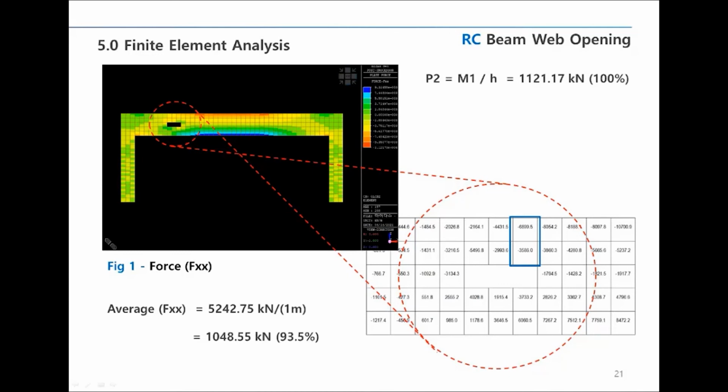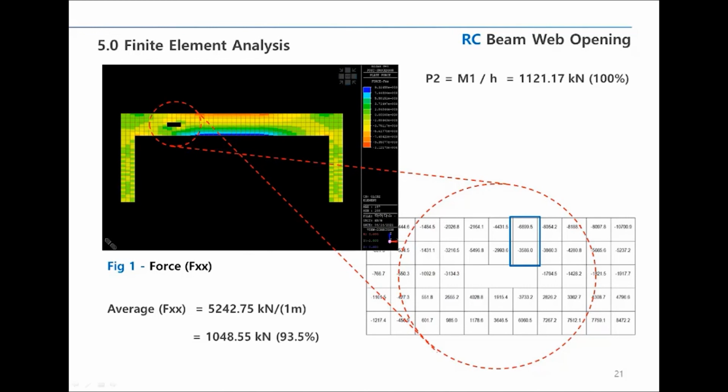In the enlarged view below, the average value per unit length of the two shells marked in blue is 5242.75 kilonewton, which corresponds with 1 meter. So calculating this value with corresponding length is 1048.55 kilonewton. It is likely to have a margin of error, which is about 6% from the previously calculated P2, that is 1121.17 kilonewton. This difference could be due to several factors, such as size of the shell.